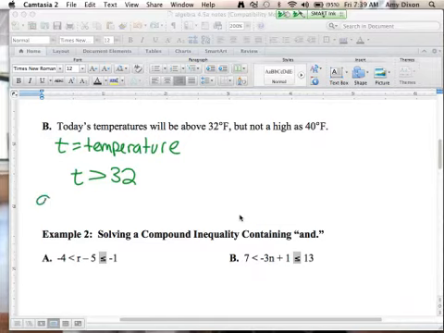And then we also have T is, that's a J. Let me fix that.